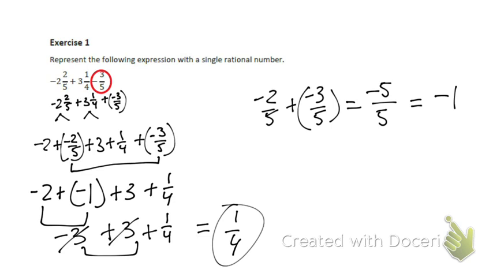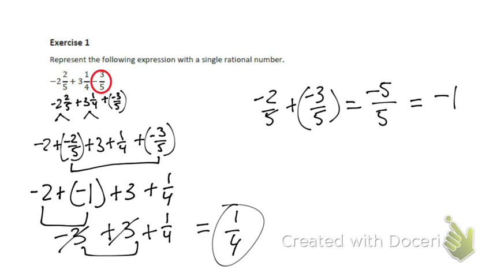So let's kind of recap. Whenever you see subtraction with these problems, we change it to adding, then the number after becomes the opposite of what it was. 3/5 becomes a negative 3/5. So everything's addition now, which makes it a lot easier. We can break apart the mixed numbers just like we did earlier.